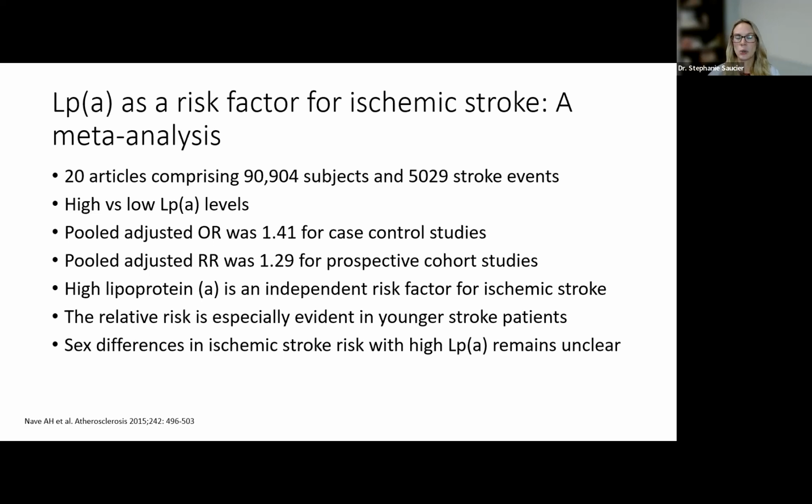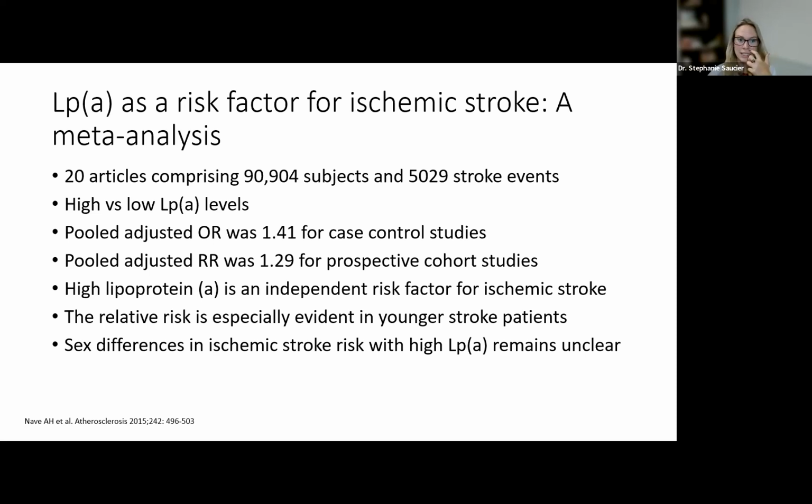Twenty articles were analyzed in the 2015 meta-analysis, comprising 90,000 subjects and 5,000 stroke events. They looked at patients with high versus low Lp(a) levels. The pooled adjusted odds ratio was 1.4 for case control studies, and the pooled adjusted relative risk was 1.29 for prospective cohort studies. High lipoprotein A was an independent risk factor for ischemic strokes based on this meta-analysis.